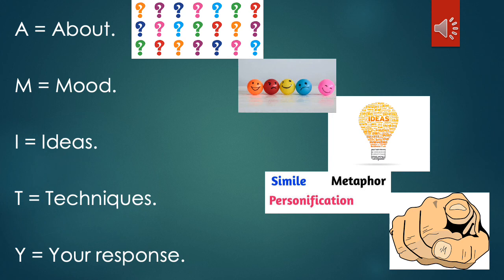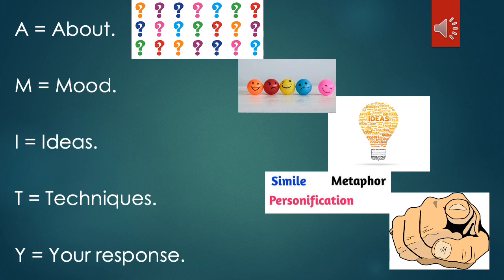The I in AMITY stands for ideas, the things that the poem makes you think about and link to perhaps other bigger themes at play. For example, things like family or love or relationships or war.